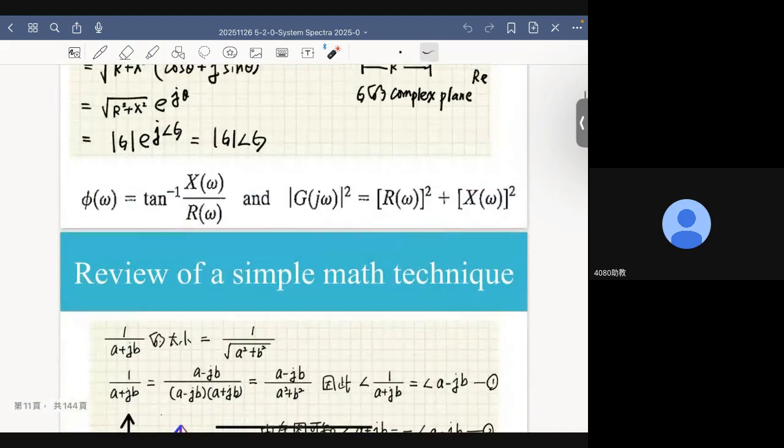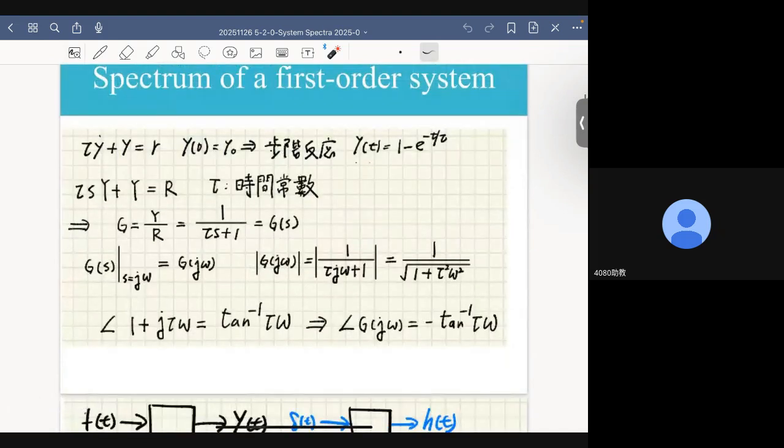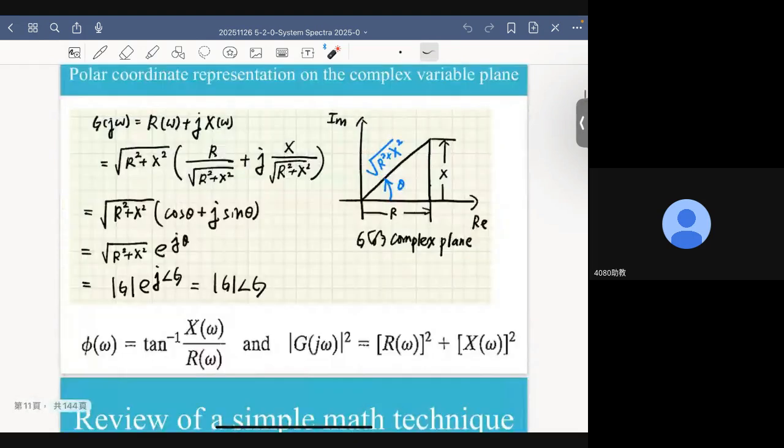And this is exactly what we do here in deriving the amplitude and the phase spectrum of this first order system. This is why we have a minus sign here, because the complex number appears in the denominator.